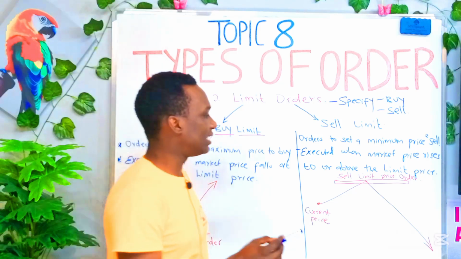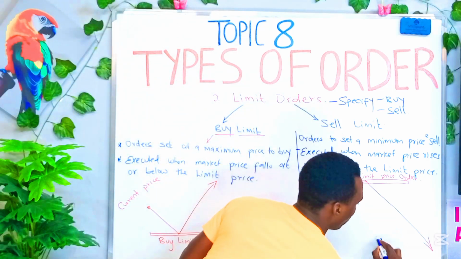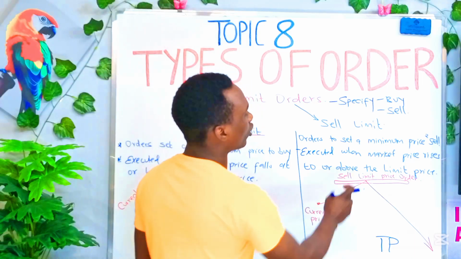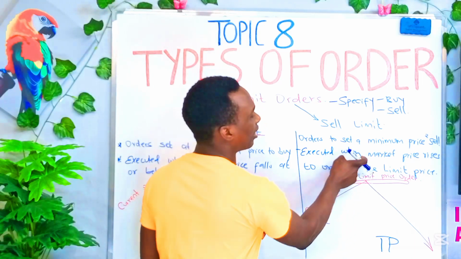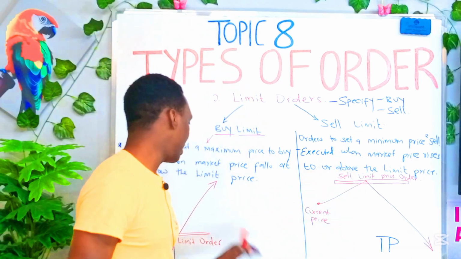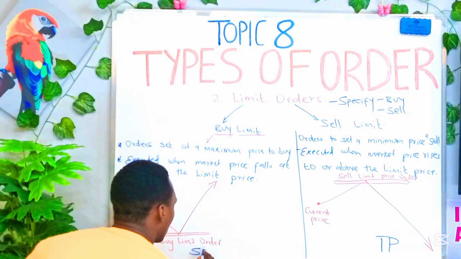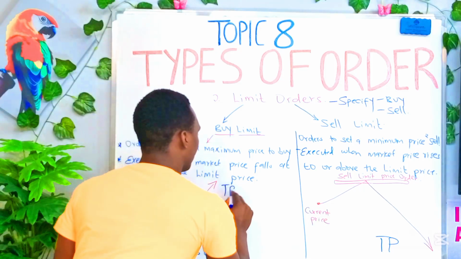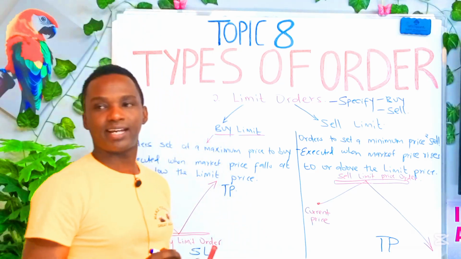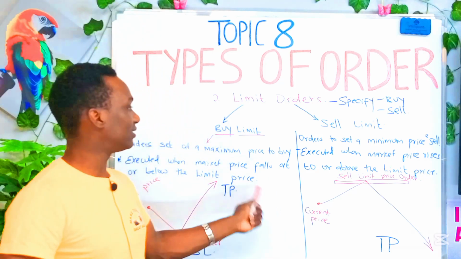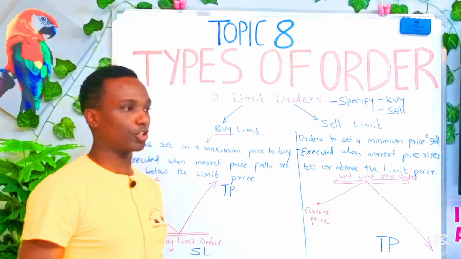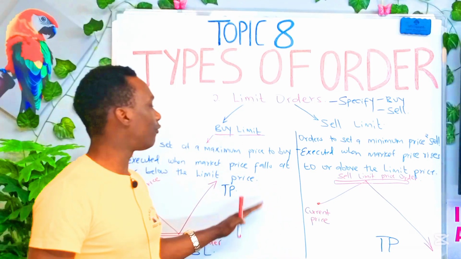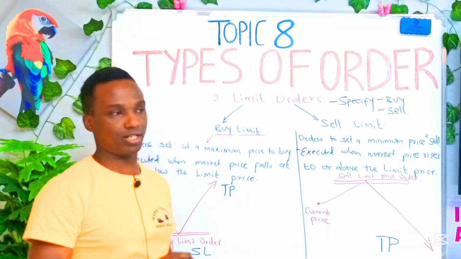Okay, so ideally your TP will be around this area, and your stop loss orders will be around these areas. In this case, your stop loss will be around this area and your take profit around that area. Is that clear? Okay, good. So we have advantages and disadvantages of using buy limit and sell limit orders.